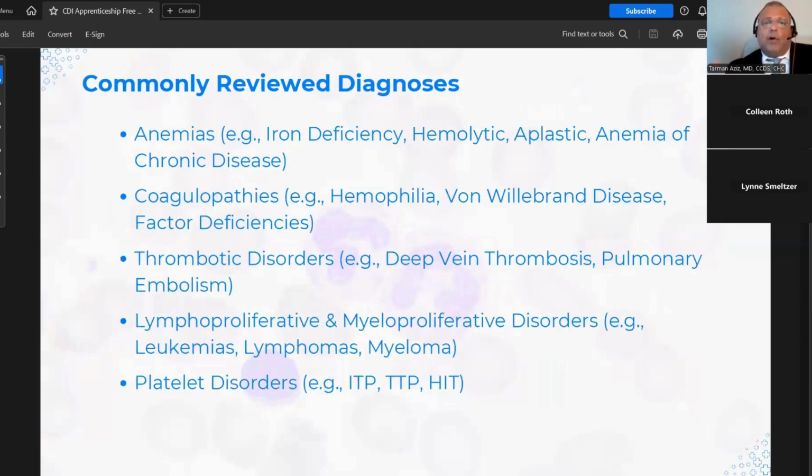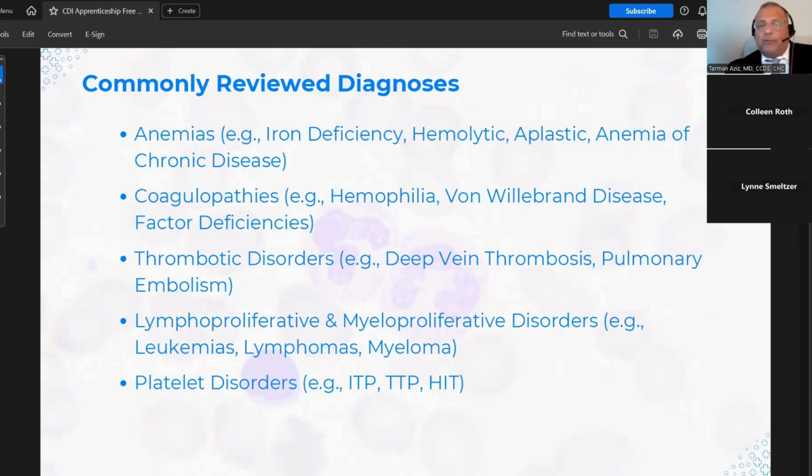If you consider the global list of diagnoses that you're likely to consider that are hematological in nature, you should think about anemias of all varieties, including iron deficiency anemias, hemolytic anemias, aplastic anemias, and anemia of chronic disease. And it should be in the forefront of your mind to consider the risk factors. Iron deficiency anemia is quite common with chronic GI or genitourinary blood loss.